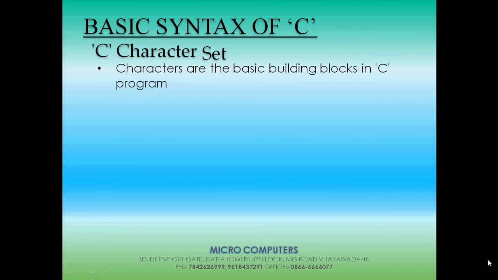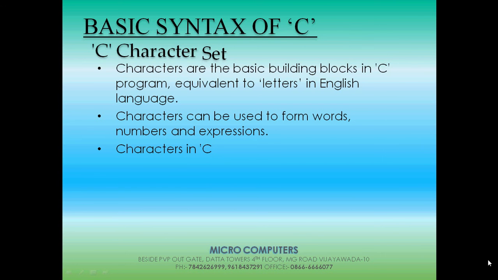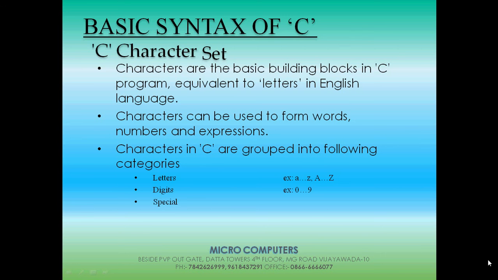Characters in a C program are the basic building blocks, equal to letters in the English language. They are used to form words, numbers, and expressions. Characters are grouped into letters, from lowercase to uppercase alphabets, a to z and A to Z. The numbers 0 to 9 are grouped as digits. Special characters like @, ampersand, and underscore come under special characters, and blank spaces, new line, and horizontal tab come under white spaces.